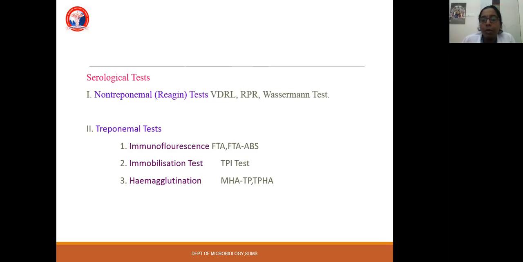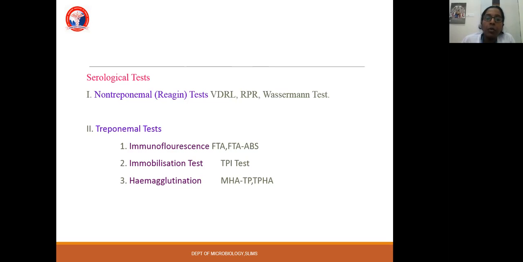In the Treponema pallidum immobilization test, basically we take the Treponema pallidum, the grown antigen from cultures, whatever organism we grow, and we take it under the dark field microscope and then we add the patient serum. Once we add the patient serum, the antibody will go and bind to the antigen and make it immotile. So that is called the immobilization test. So, Treponema pallidum immobilization test.